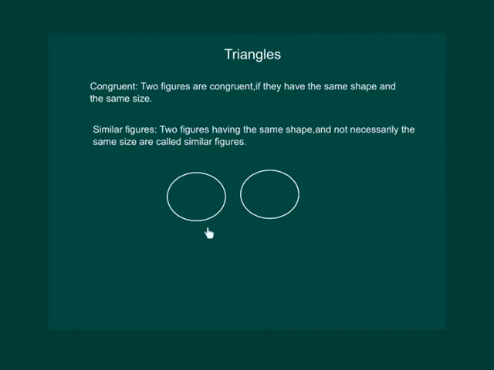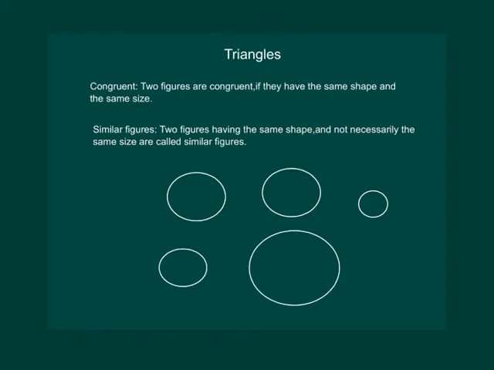Let us see at these two circles. Since they have the same radii, they are congruent to one another. They can overlap each other. Now consider some more circles. Since all of them do not have the same radii, they are not congruent to each other. Some are congruent and some are not, but all of them have the same shape. That is, they are all circles. So, they are called similar figures.